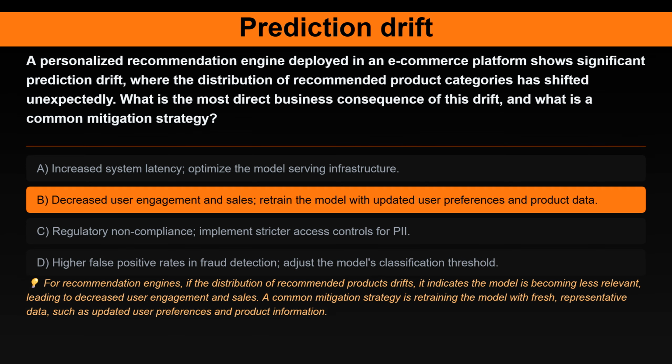The correct answer is decreased user engagement and sales. Retrain the model with updated user preferences and product data. Here's the explanation. For recommendation engines, if the distribution of recommended products drifts, it indicates the model is becoming less relevant, leading to decreased user engagement and sales. A common mitigation strategy is retraining the model with fresh, representative data, such as updated user preferences and product information.